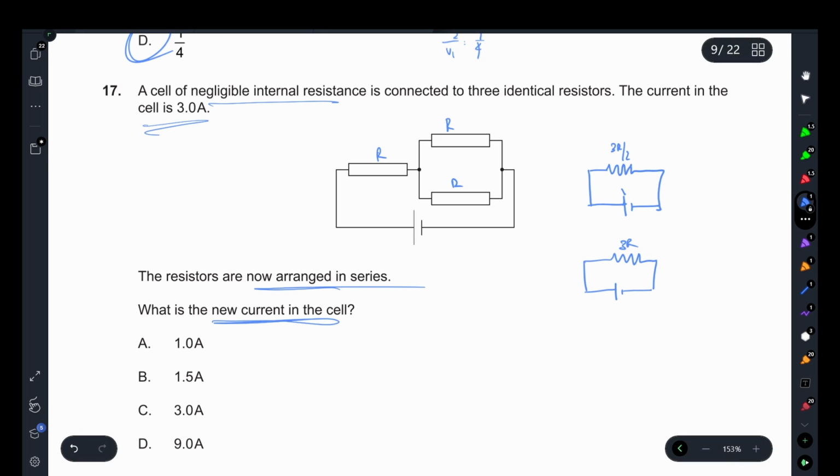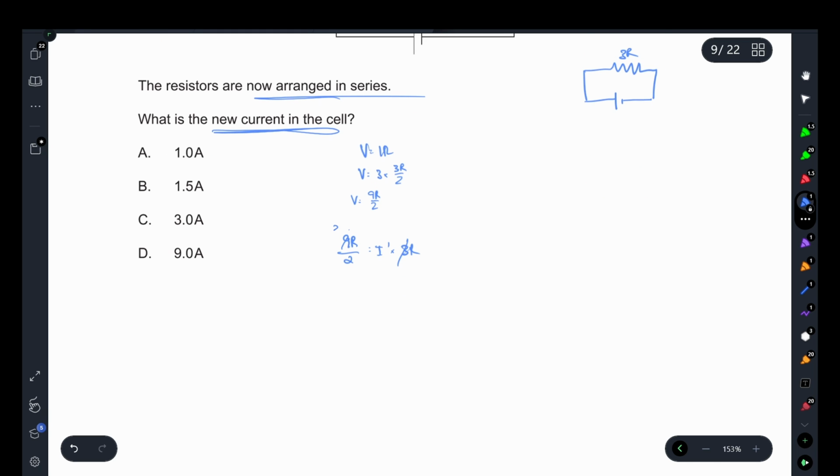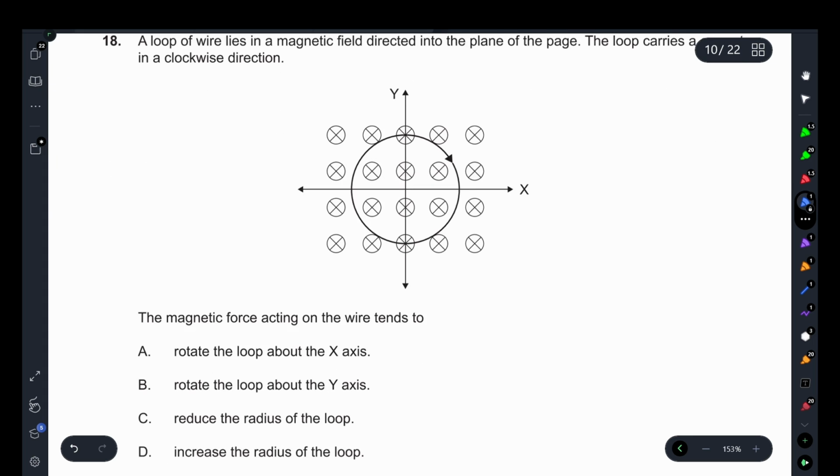So when you have 3R, let's say this is V. So V is equal to IR. Here I is 3 amps. So V is equal to 3 times 3R by 2. V is equal to 9R by 2. The voltage of the cell does not change. So if we were to rewrite this, 9R by 2, in the new setup, we have I dash times 3R. Let's start cancelling R, and I dash is equal to 1.5 amps. This means that the answer to question number 17 is option B.